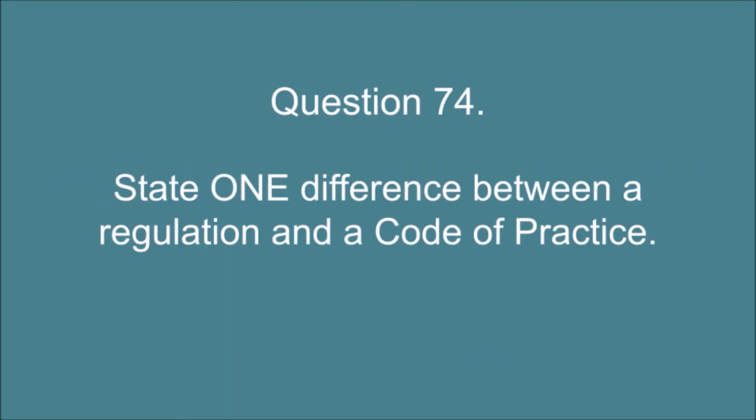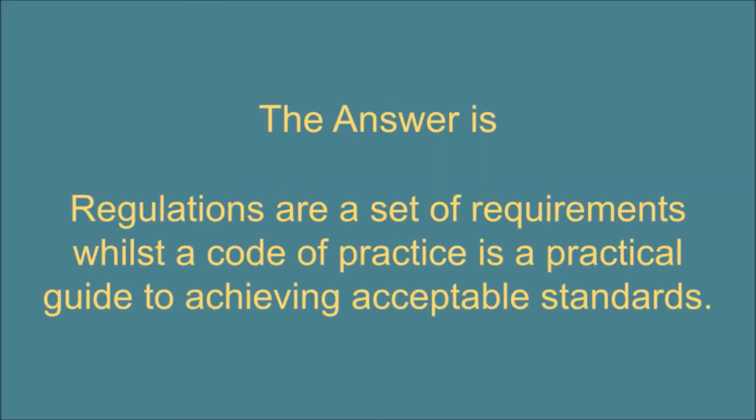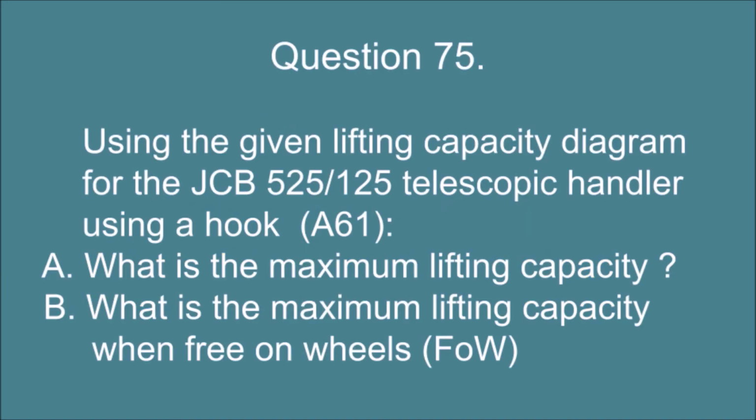Question 74. State one difference between a regulation and a code of practice. The answer is: regulations are a set of requirements whilst a code of practice is a practical guide to achieving acceptable standards.